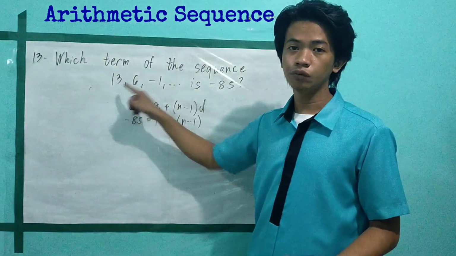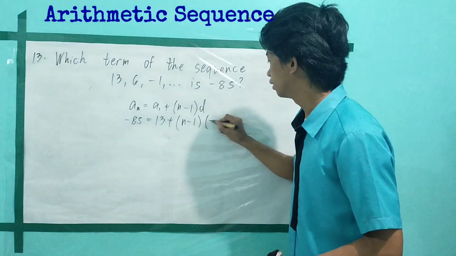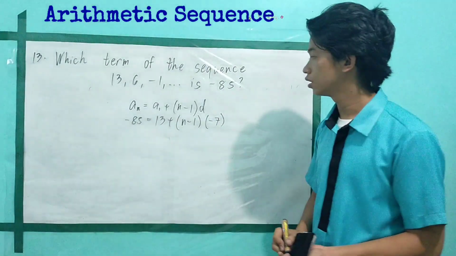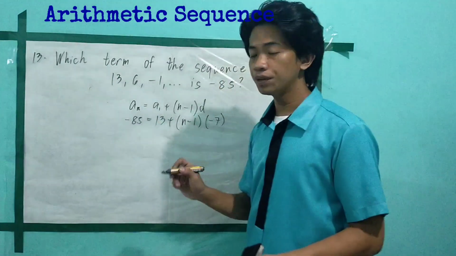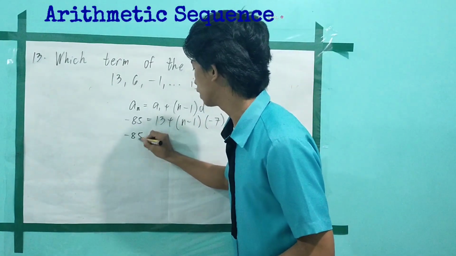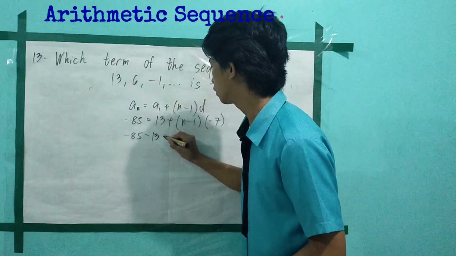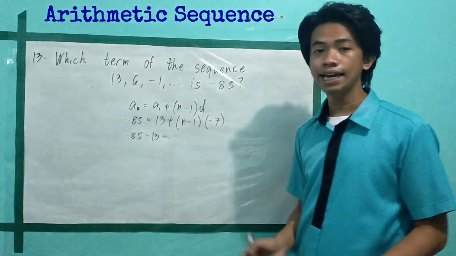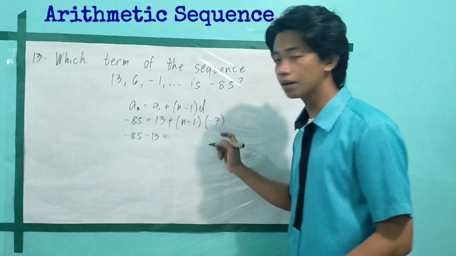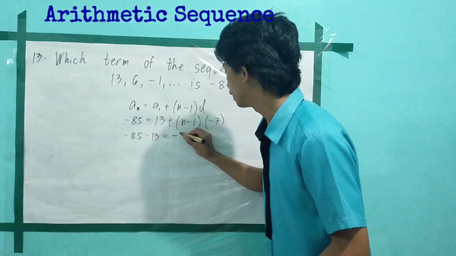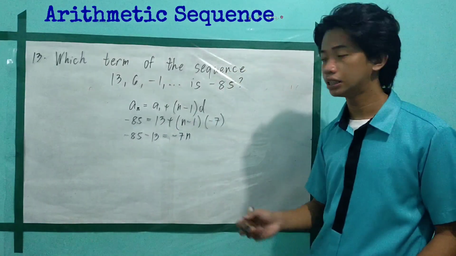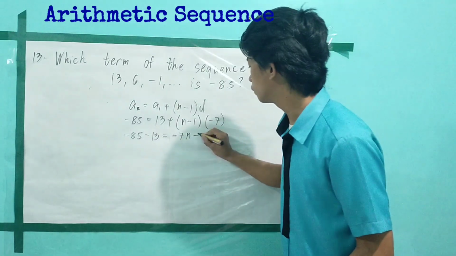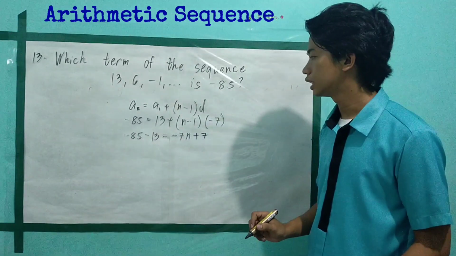6 less 13, we have negative 7. So, ang common difference is negative 7. Okay? So, using APE, we have negative 85 less 13 is equal to, yan, multiply natin yung n less 1 sa negative 7. n multiplied by negative 7, we have negative 7n. Negative 1 multiplied by negative 7, we have positive 7. Okay?